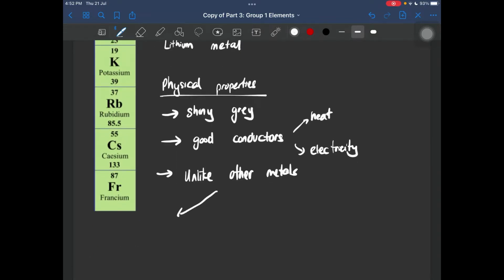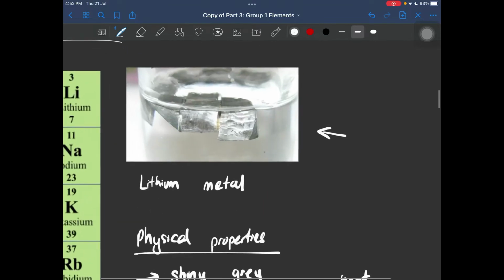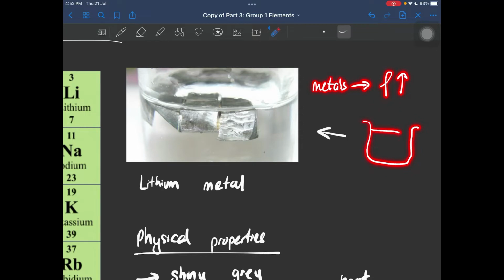Firstly, do you notice anything weird with this photo? This is actually a photo of lithium metal in water, right? Supposedly, metals have a high density, and if they have a high density, it means that they should sink to the bottom. If we have water, metal should sink to the bottom. So what's happening here? Why are they floating?